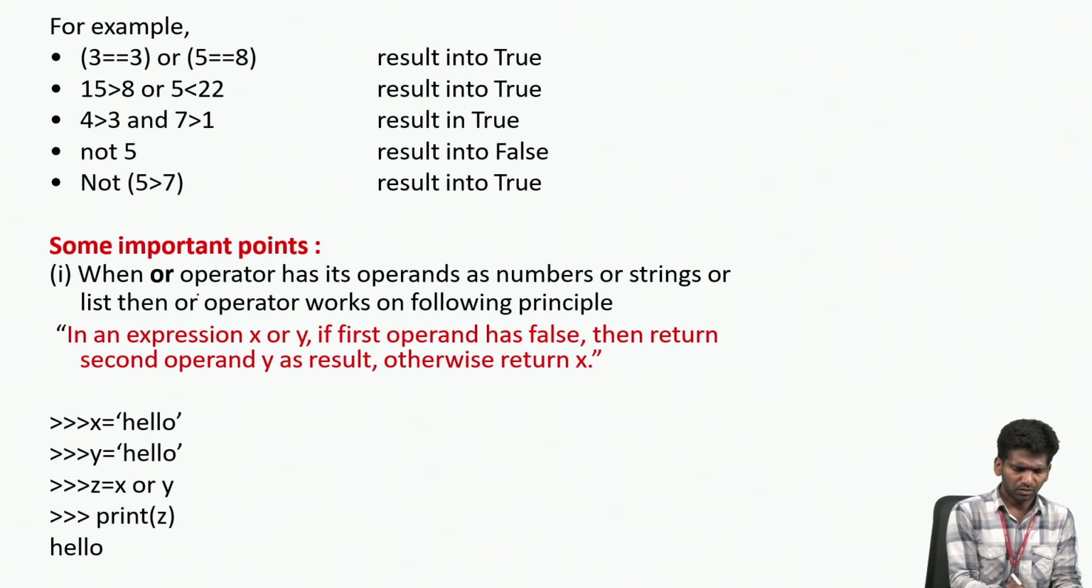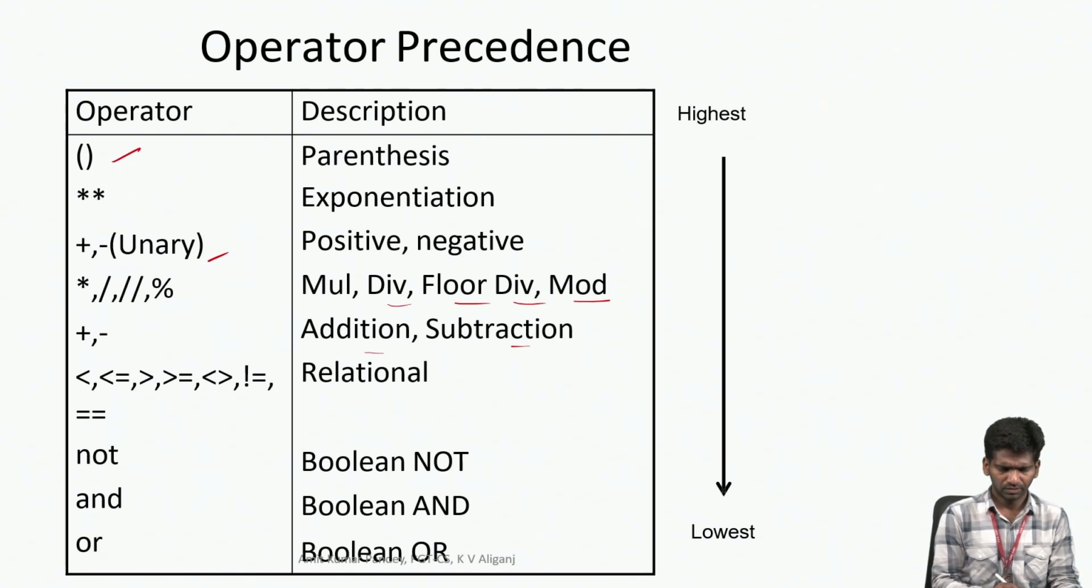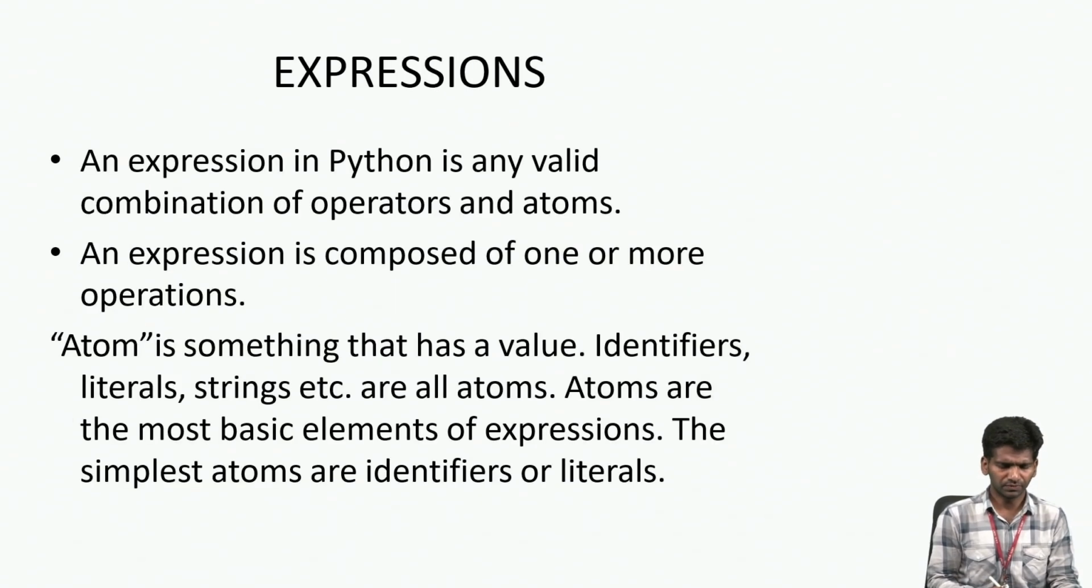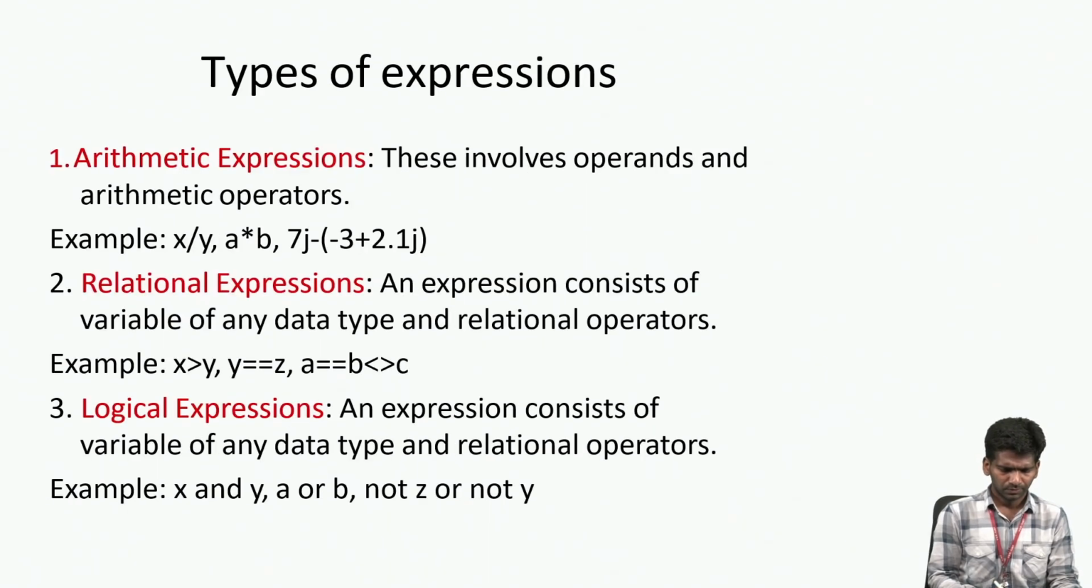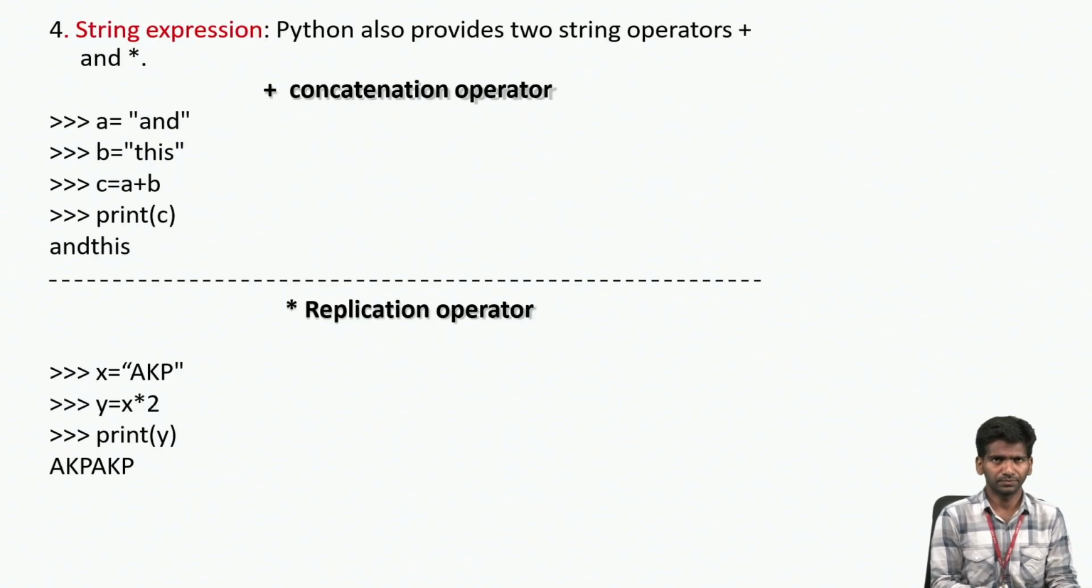Next we have some other special operators also. The OR operator you have, the AND operator we also have, and the NOT operator also you have. This is the order of precedence as we have seen. If you use operators and variables together, we can form expressions. We can generate different expressions using different operators, like arithmetic expression, relational expression, logical expression, as shown below. x and y, a or b, not x or not y, like this. x greater than y. Like this you can generate expressions.